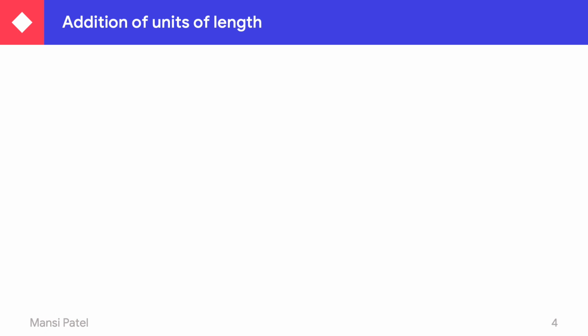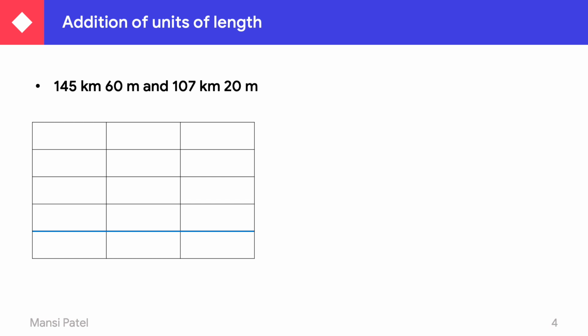Let us see another example. You have to do the addition of 145 kilometer, 60 meter and 107 kilometer and 20 meter. As per our rule, we have to make one table. In that you have to write down the units which are given in the question. In our question, kilometer and meter are given. So we write kilometer first and then meter.